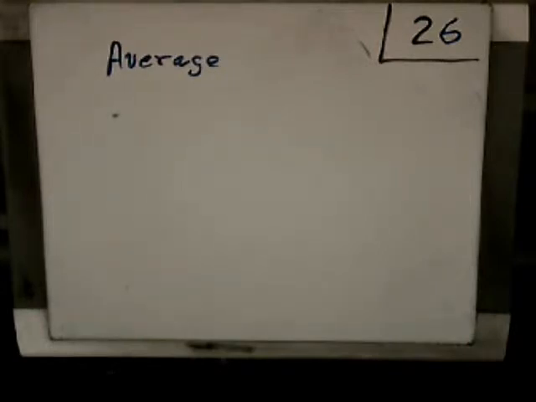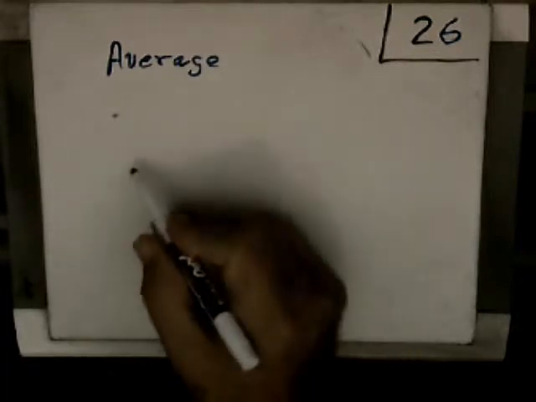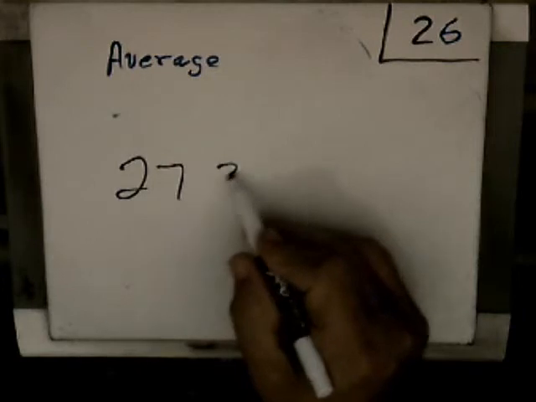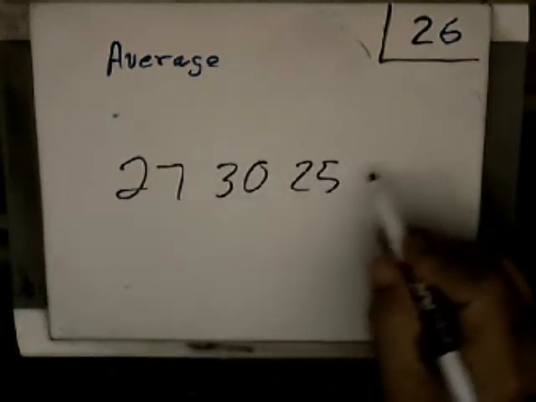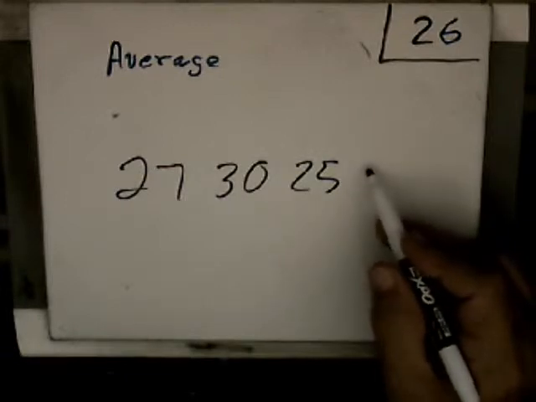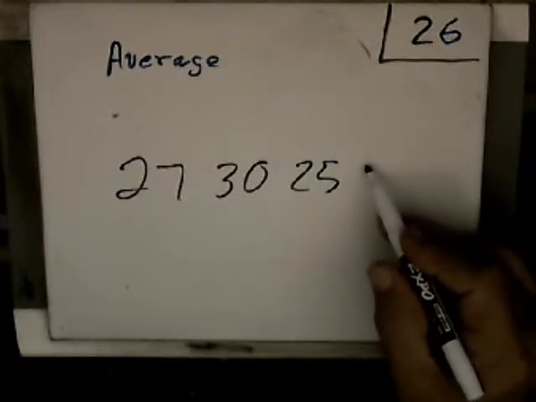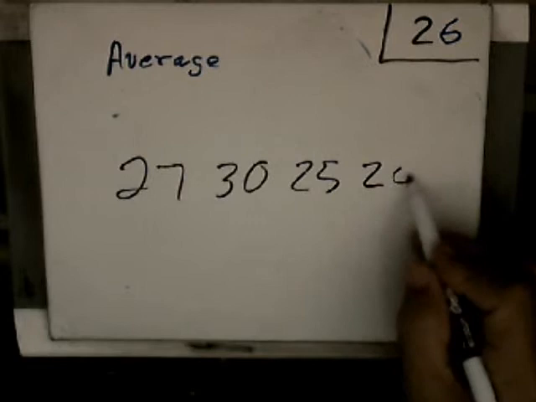The other might be they'll just give you a list of numbers and say, what is the average of those numbers? Well, let's say they say 27, 30, 25, and, yeah, we'll make it easy. We'll make it a 20.